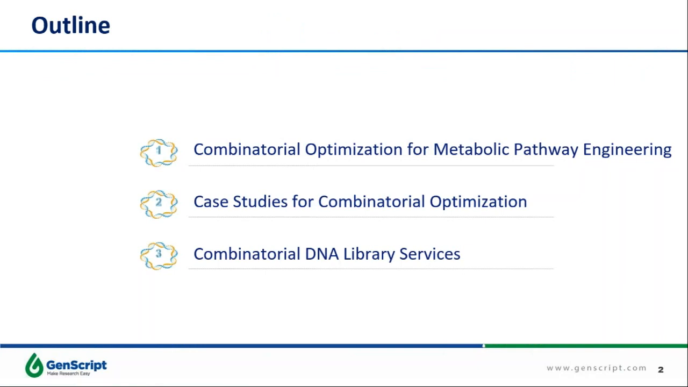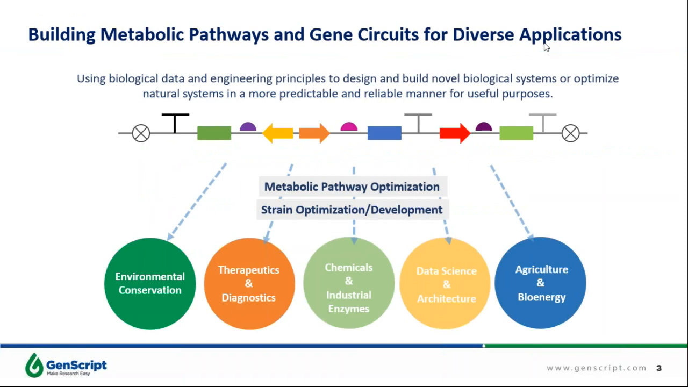This webinar is structured in 3 parts. In the first part, we will introduce some basic concepts and strategies for combinatorial optimization for your metabolic pathway engineering. In the second part, we will describe 2 real cases to illustrate the strategies for combinatorial optimization and how we can help our customers for this kind of project. In the last part, we will briefly describe our service specifications and our unique advantages to meet your needs. Now, let's start from the first part.